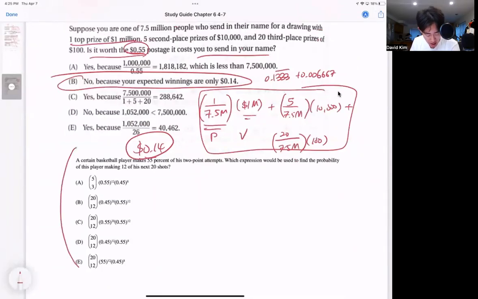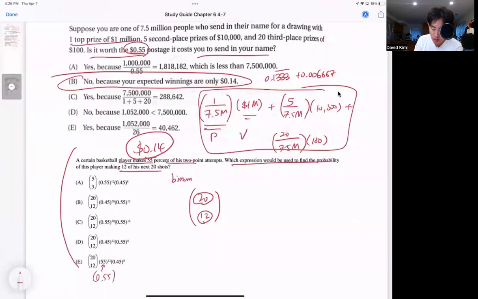Last but not least, we have the basketball question. Now, there's a small typo here. This last one should have been 0.55. I forgot to mention. A basketball player makes 55% of their 2-point attempts. Which expression will be used to find the probability of 12 out of the next 20 shots? Well, that's 20 choose 12. That's going to be your nCx. You're having 20 shots. Out of those, you pick 12.